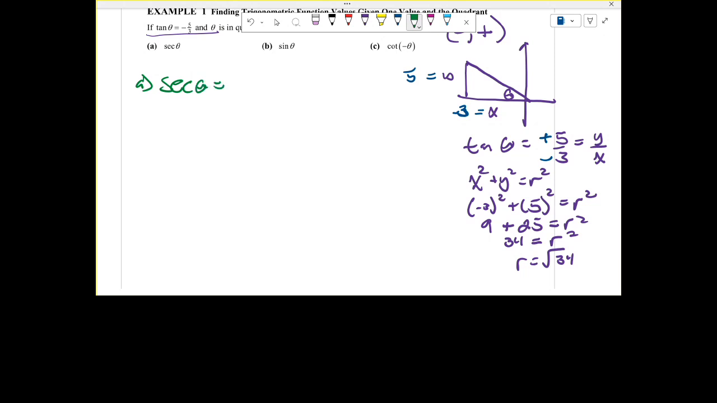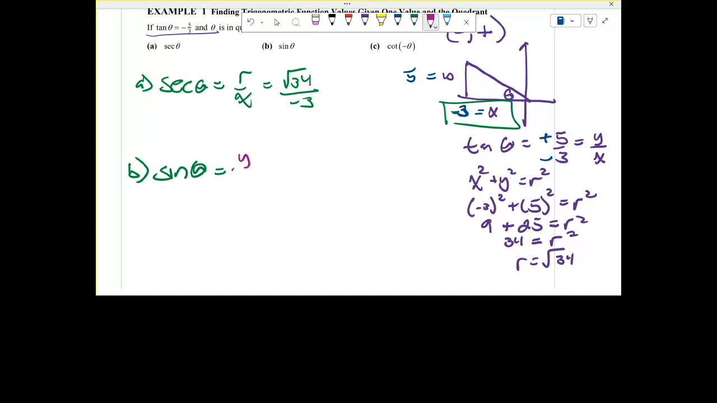Okay, secant of theta. Y'all, isn't secant of theta defined as r over x? We just found our value of r to be the square root of 34. And we said our value of x was negative 3. Okay. Part B, sine of theta. Okay. Let's see if we can do sine of theta. Y'all, how do we define the sine of theta? Anybody remember?